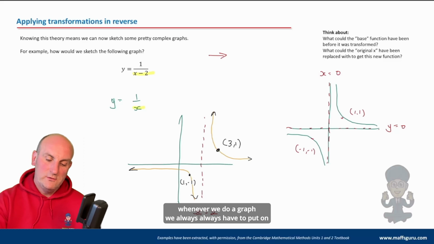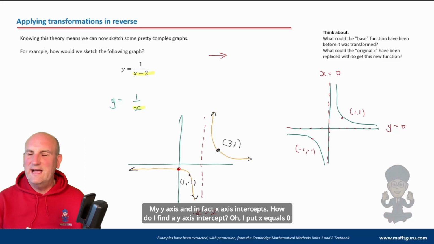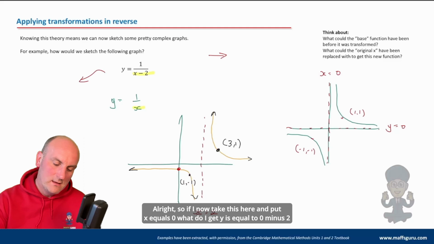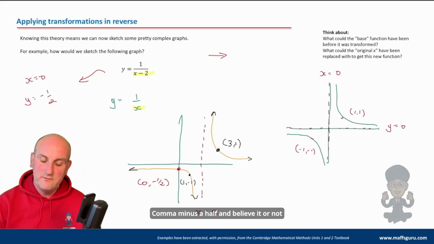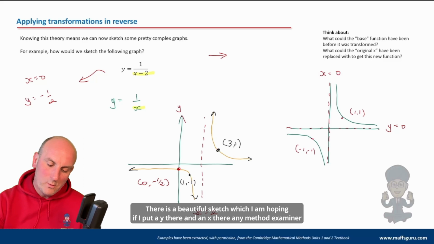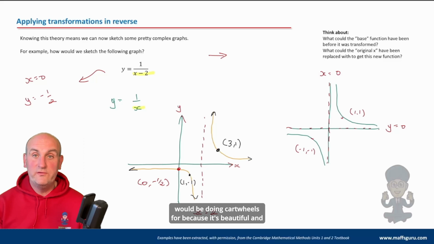But whenever we do a graph, we always have to put on the y-axis intercept, and in fact, x-axis intercepts. How do I find a y-axis intercept? I put x equals 0. So if I now take this and put x equals 0, what do I get? y is equal to 1 over 0 minus 2, which is minus a half. So I now know that coordinate there is 0, minus a half. And believe it or not, there is a beautiful sketch, which, if I put a y there and an x there, any methods examiner would be doing cartwheels for.